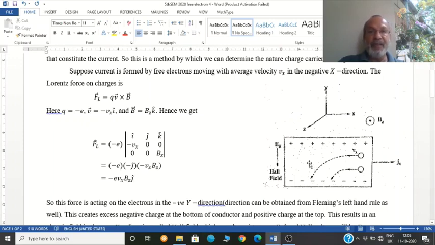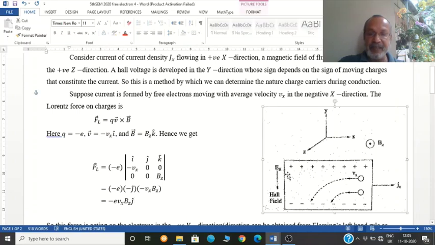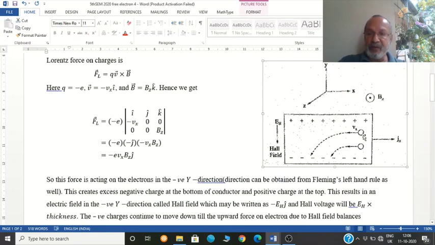Voltage or potential difference is the work done to shift a unit charge from one point to the other. Force on unit charge is electric field EH. So EH into distance is the work done. So EH into thickness will be the Hall voltage. When electrons are going from right to left with the speed Vx, they experience a force in the downward direction and the lower side is getting negatively charged, and simultaneously the Hall field will be there. That Hall field is in the downward direction.